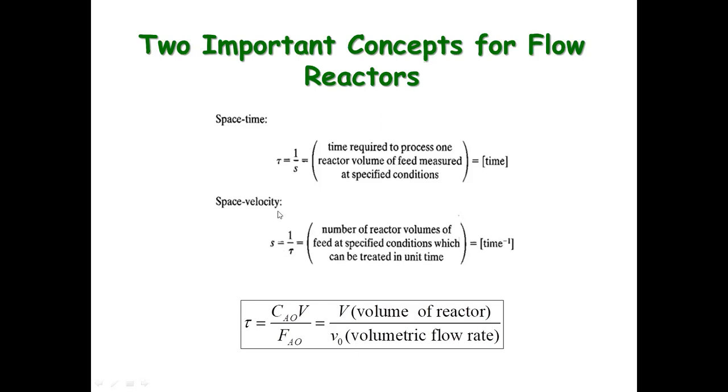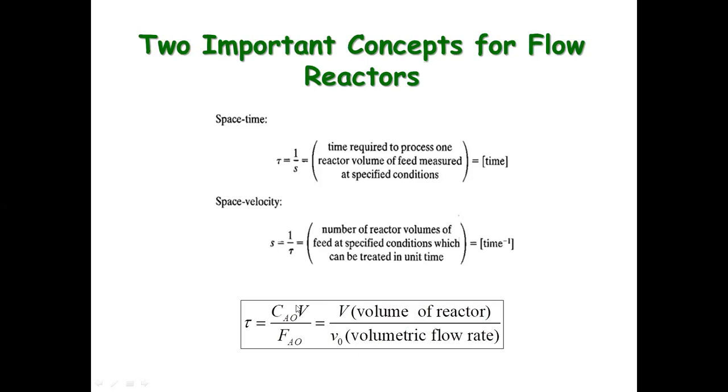For example, your answer when you computed for the S is 1.5 per second, example only, or 1.5 per hour. That tells you that your reactor can process 1.5 volumes of feed for every hour in that particular type of reactor. So the unit is per unit time, telling you the number of reactor volumes that could be processed per unit time that was used as the unit as indicated. Okay, so space-time and space velocity.